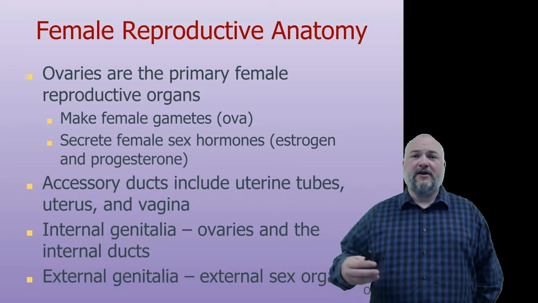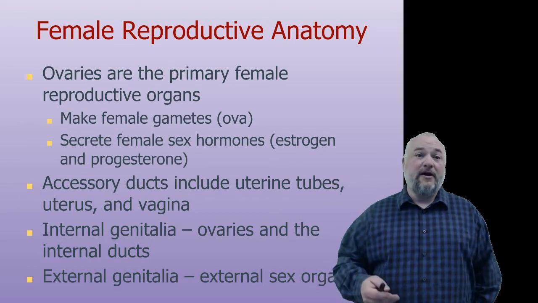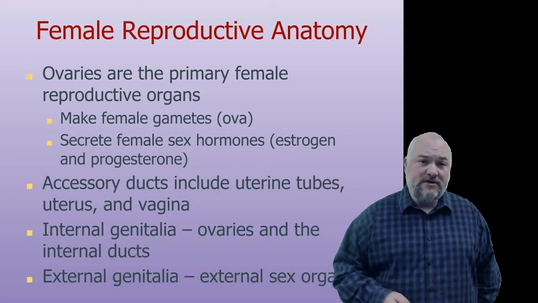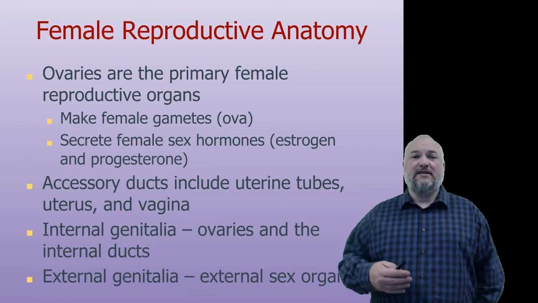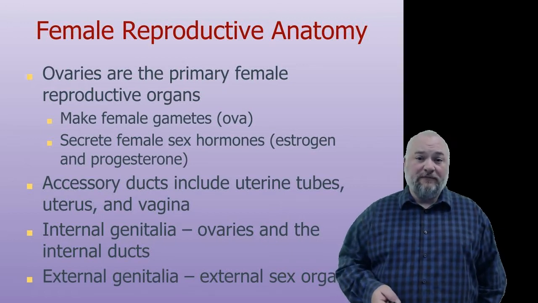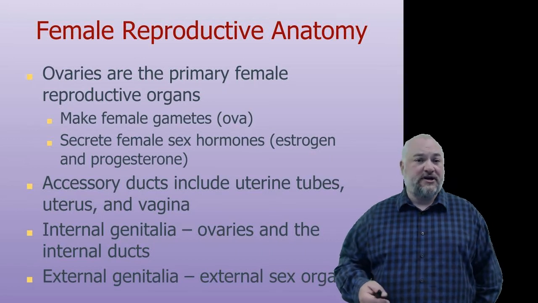So, female reproductive anatomy, just like the male reproductive anatomy, the primary female reproductive organs are the ovaries. They're analogous to the testicles. Their job is to make the female gametes, otherwise known as ova. They also secrete the female sex hormones, which are estrogen and progesterone.